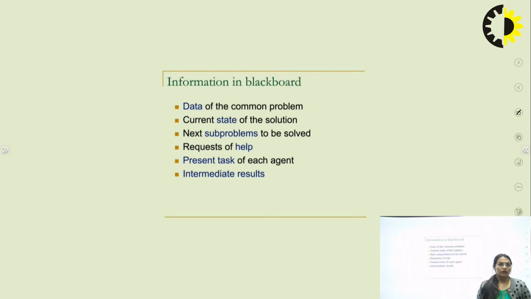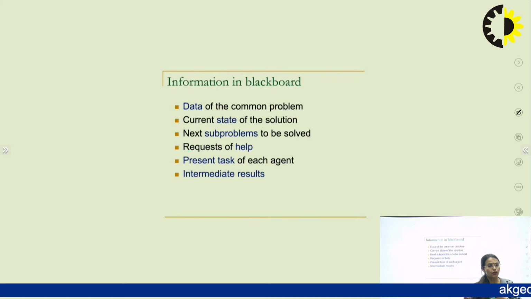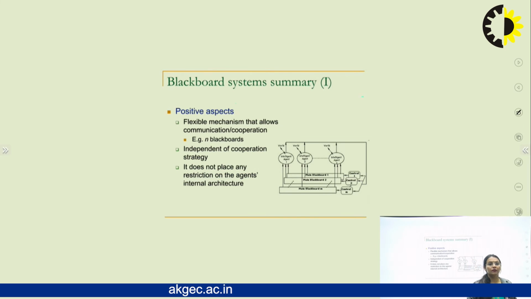Then what information is kept on the blackboard? These might be data of the common problem, the current state of the solution, the next sub-problem that needs to be solved, any request, the present task of the agent, or any intermediate result. All of this information we will be able to display on that board.